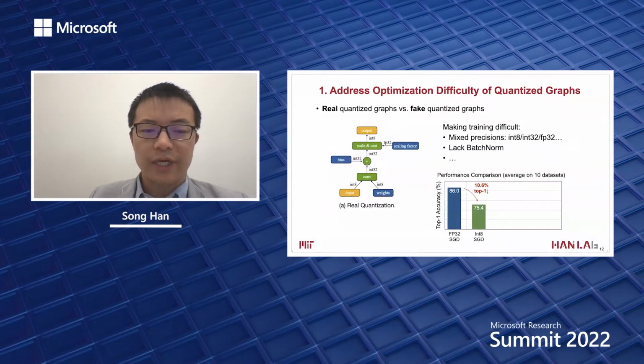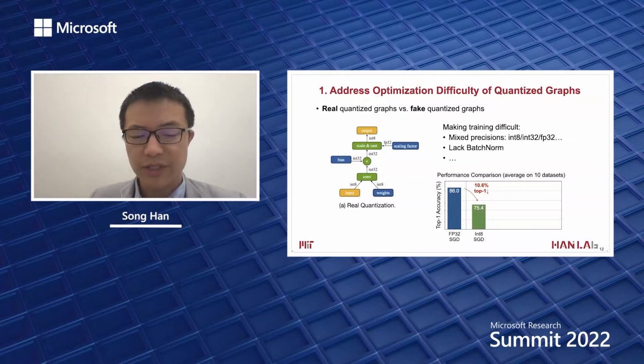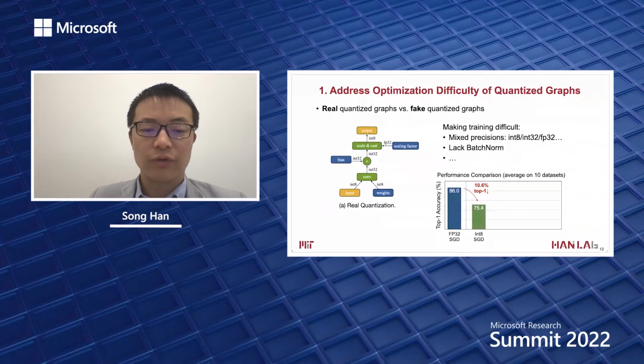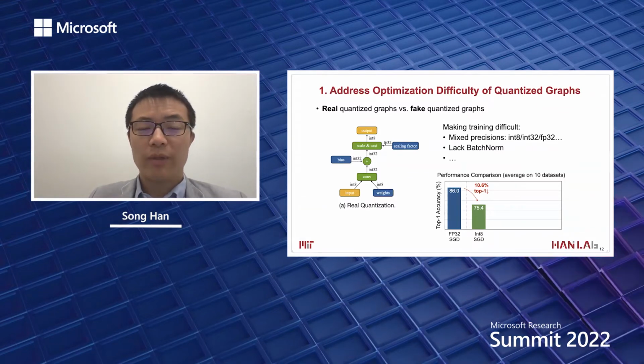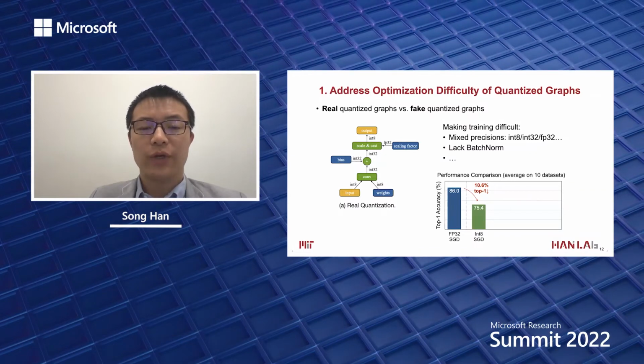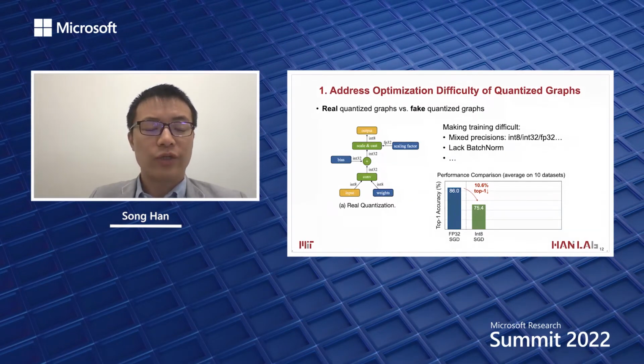So here is the performance comparison with the naive solution, just using standard SGD compared with FP32 training. The int8 fine-tuning will lose more than 10% accuracy, averaged over 10 datasets for fine-tuning. So what is the problem here? How do we make it possible to fine-tune the model on a real quantized graph rather than a fake quantized graph?